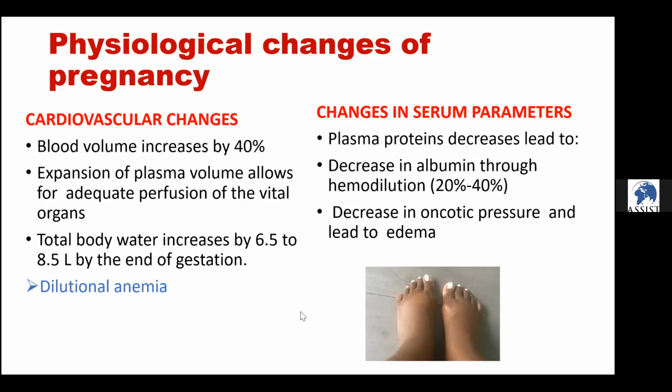So we have the volume, which is increasing by 40%. It means the plasmatic volume of a pregnant woman will increase by 40%. That's why you will see edema. We have expansion of plasmatic volume, allowing for adequate perfusion of vital organs. Total body water increases by 6.5 to 8.5 liters by the end of the gestation.